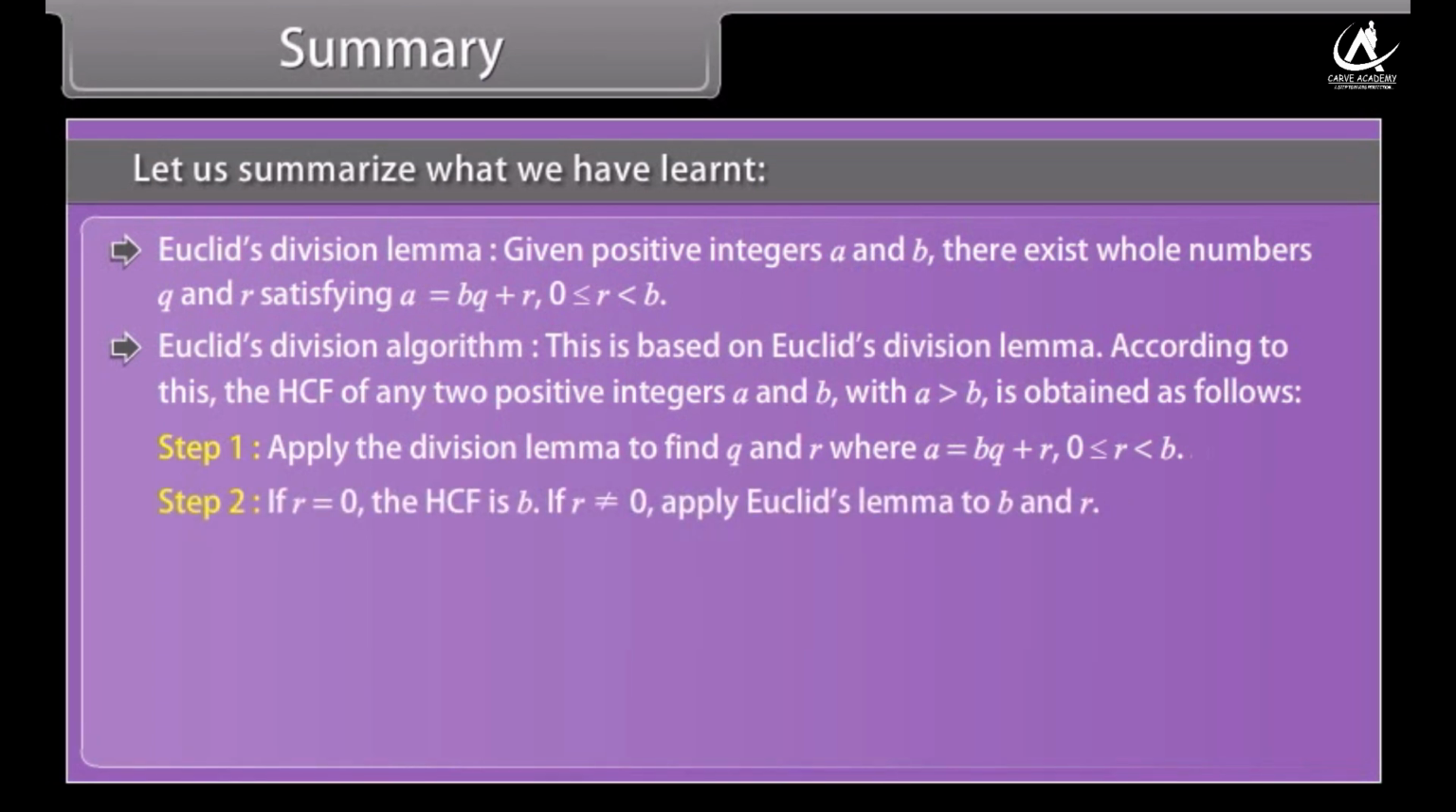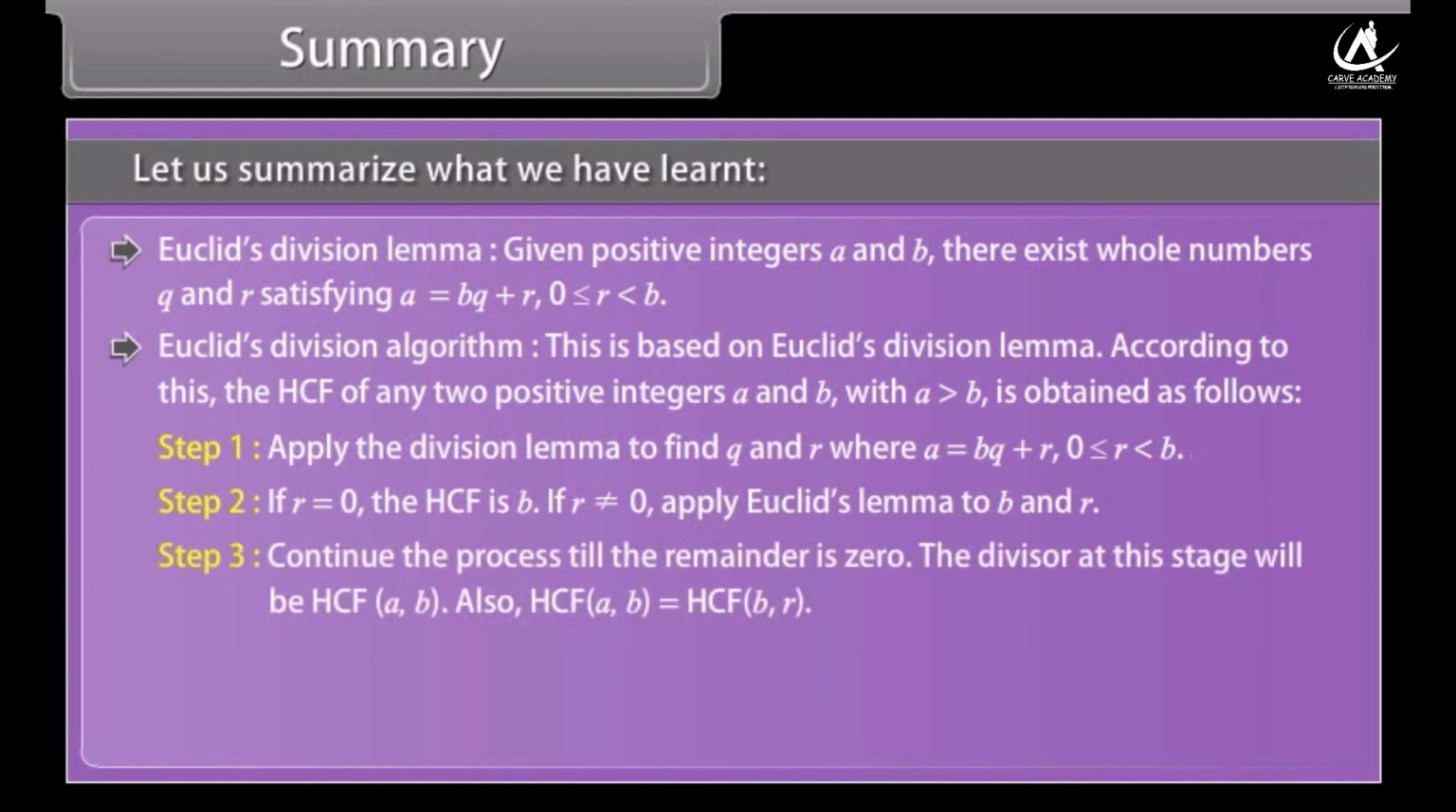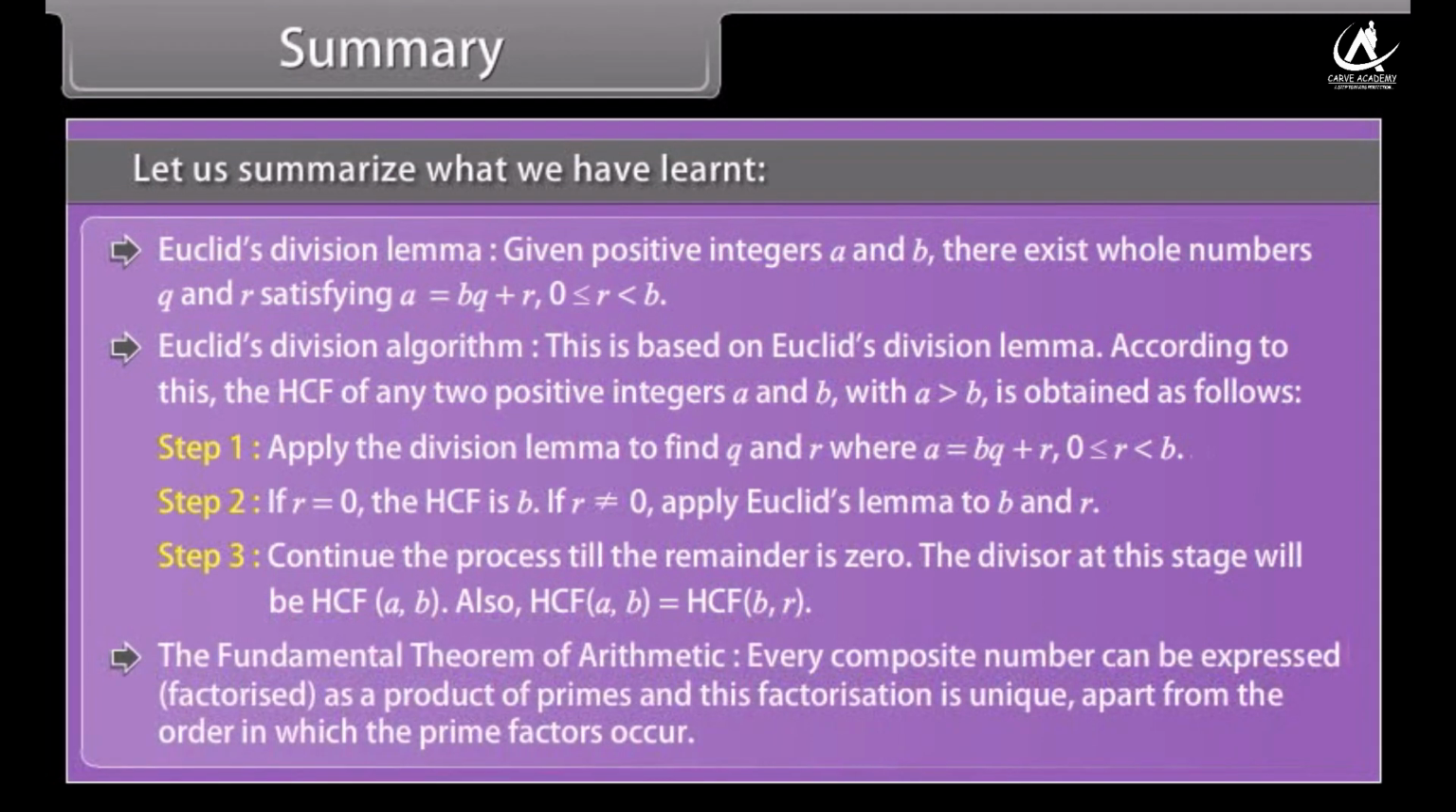2. If r is equal to 0, the HCF is b. If r is not equal to 0, apply Euclid's lemma to b and r. 3. Continue the process till the remainder is 0. The divisor at this stage will be HCF(a, b). Also, HCF(a, b) is equal to HCF(b, r). The fundamental theorem of arithmetic: every composite number can be expressed (factorized) as a product of primes, and this factorization is unique, apart from the order in which the prime factors occur.